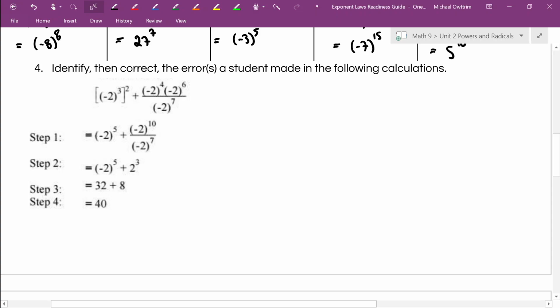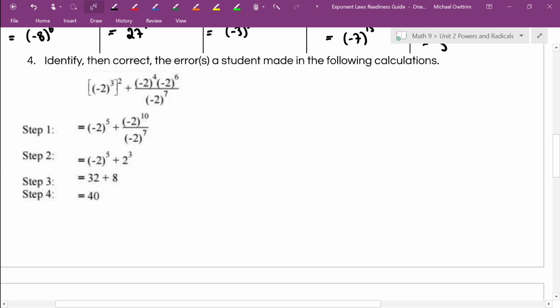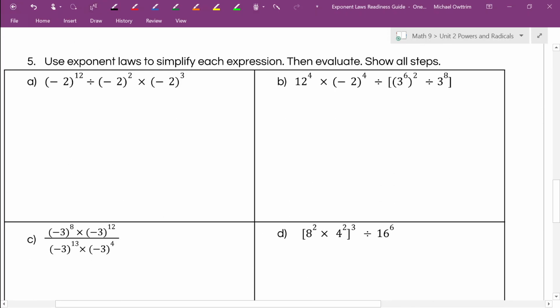I'll leave it to you to look for an error in question 4. But remember, you want to look for things like, did they apply their power laws correctly? Are they adding, subtracting, multiplying, dividing as appropriate with their exponents? Maybe they were combining things with different bases when they shouldn't have. Look for all those types of things. Another way of doing this is just to copy the question down yourself and work through it and see where your answer differs from the given answer.